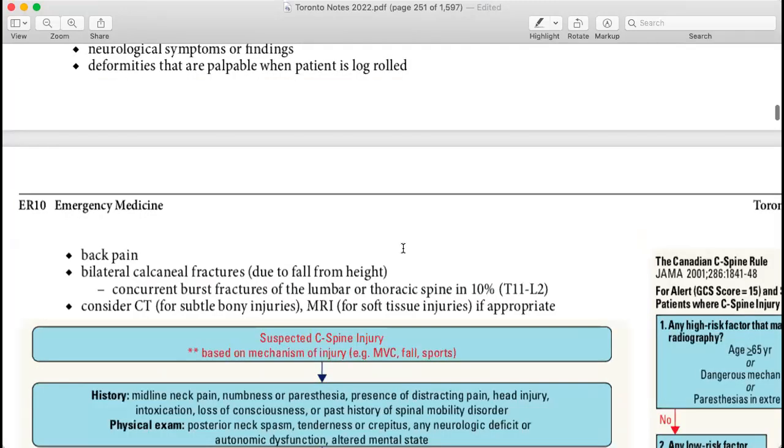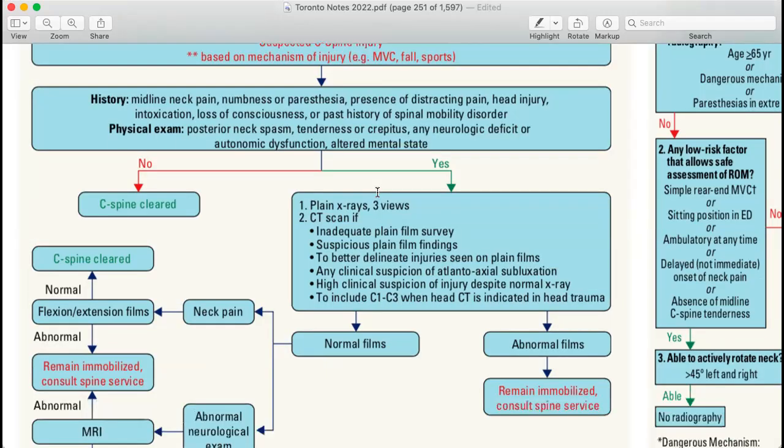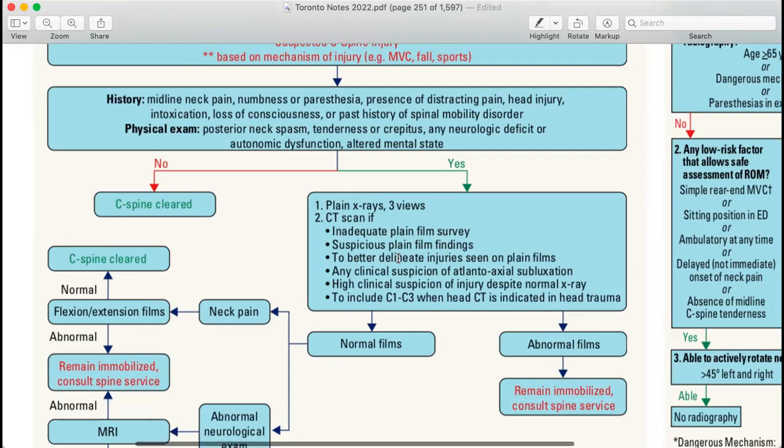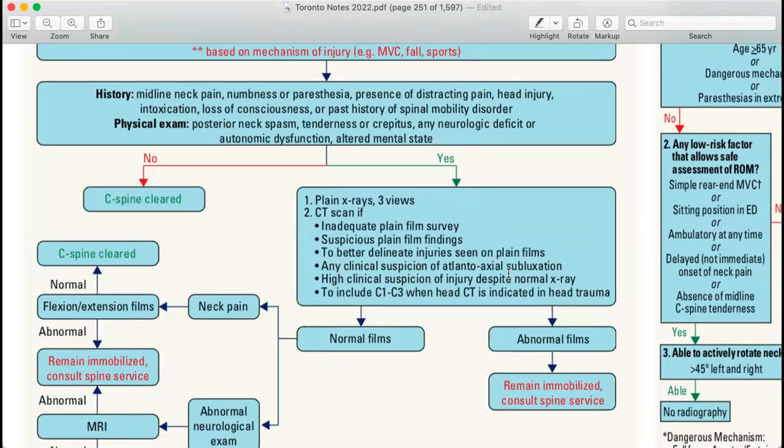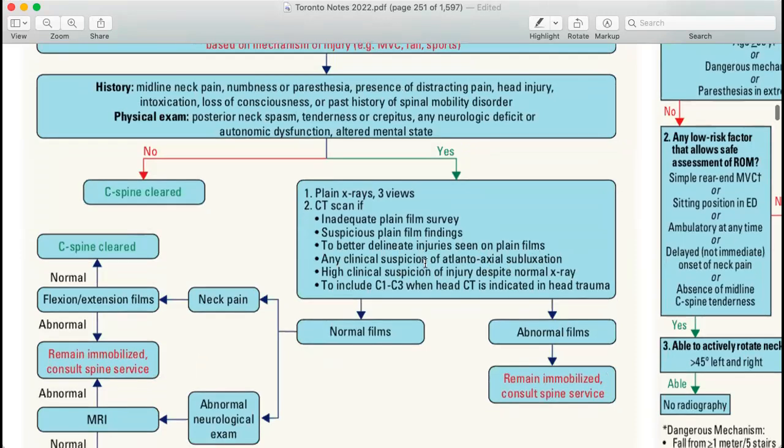As we discussed, which three views? AP, lateral, and then odontoid. The lateral one is the best one. CT scan if there is an inadequate plain film survey or suspicious plain film findings, to better delineate the injuries seen on the plain film, and then check for suspicion of atlantoaxial subluxation. So you are going to check for all of these things. If any of these things is present on X-ray, then go for CT scan.